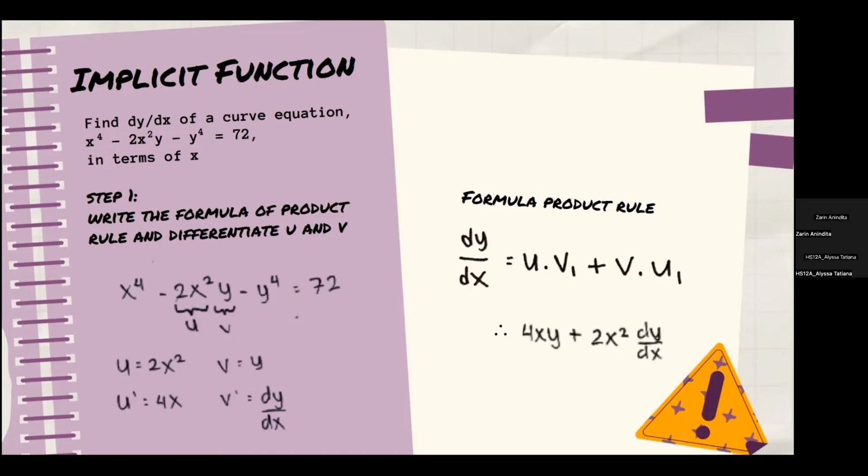And here, u is equals to 2x squared and the prime of u is 4x, while v is equal to y and the prime of v is dy over dx, because we need to differentiate them in terms of x, which is written in the question. And so we need to substitute the results into the formula, and now we will get 4xy plus 2x squared dy over dx as the result.